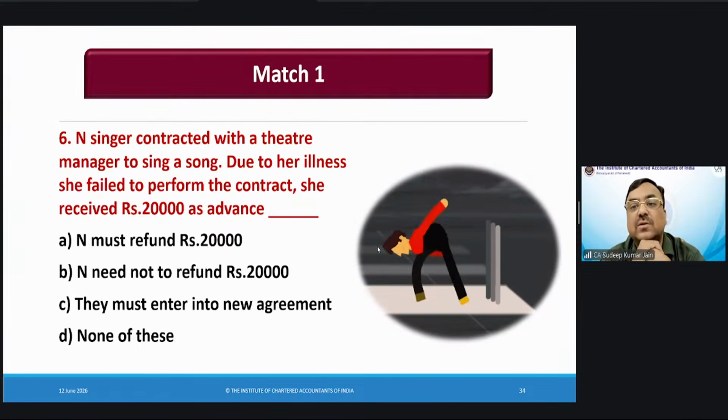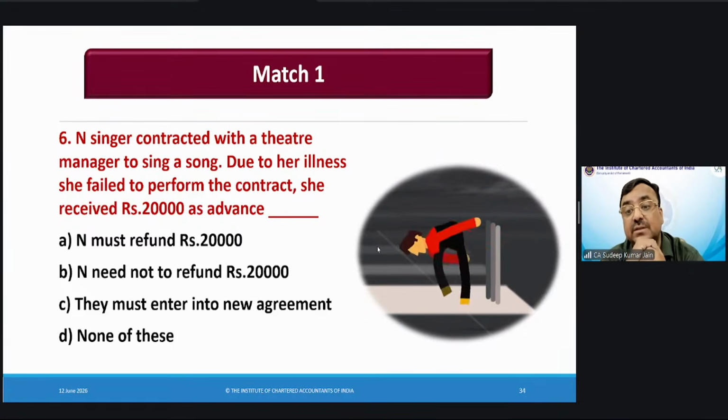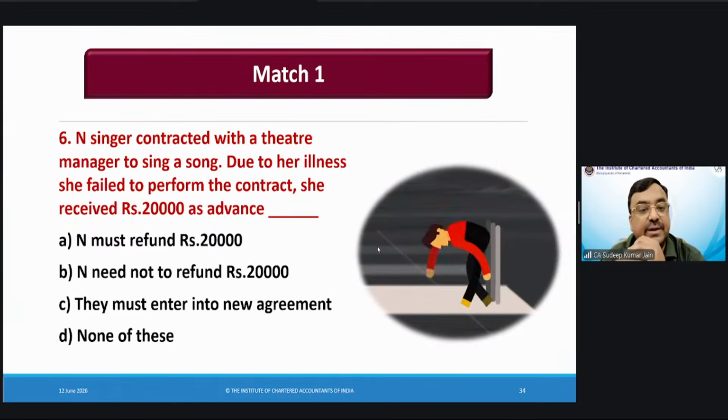A singer contracted with a theatre manager to sing a song. Due to her illness, she failed to perform the contract. She received 20,000 as advance. Options: must refund 20,000, need not refund 20,000, they must enter into a new agreement, none of these.